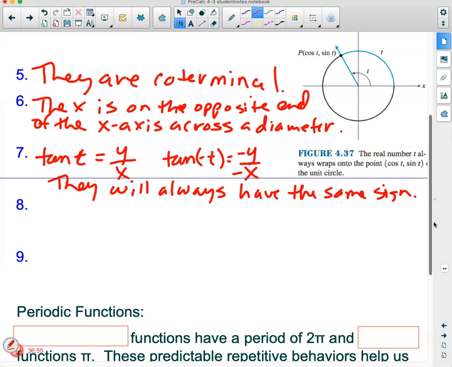Number 8, since I scrolled too far. The sum cosine of t squared plus sine of t squared always equals 1. Well, yeah, because we know x squared plus y squared equals r squared. And we just got done saying on the unit circle, we're always going to make r equal to 1. So x squared plus y squared equals 1. Makes perfect sense with the radius of 1.